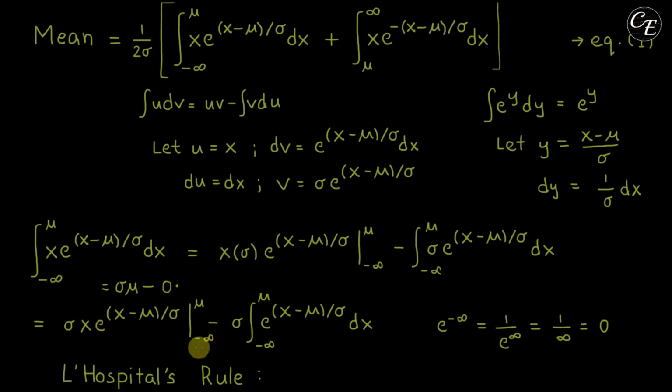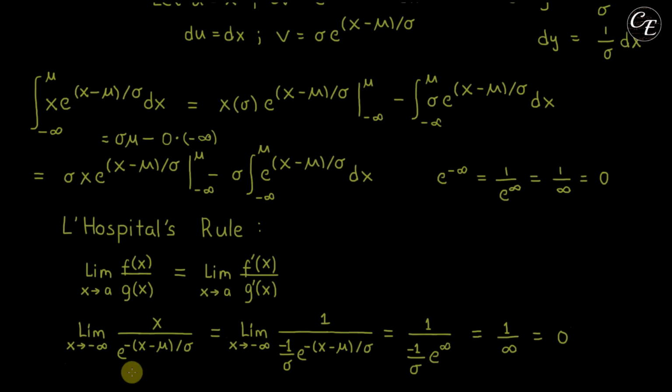Now if we substitute this negative infinity for x in here, we have here sigma times negative infinity is still negative infinity, so we have here negative infinity. Now for this 0 times negative infinity, we don't know if this is 0 or negative infinity. So what we're gonna do to determine the value of this one, we need to use the L'Hospital's rule.